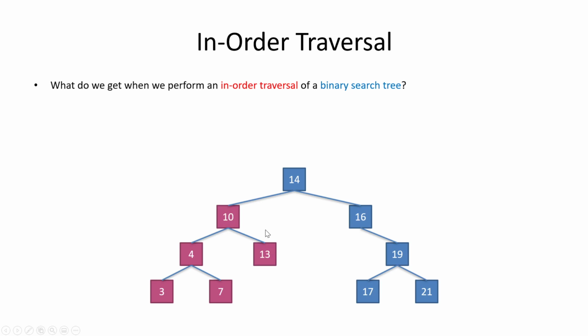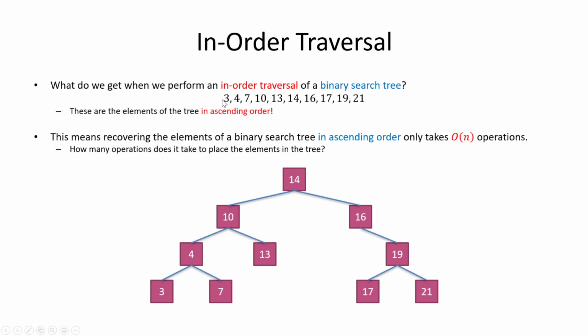13, 14, 16, 17, 19, and 21. And if we're careful here, we see that that gives us all of the values that are stored in our tree in this case, in ascending order. That's because we have the invariant set up in the way we do. And maybe we want our nodes in ascending order.